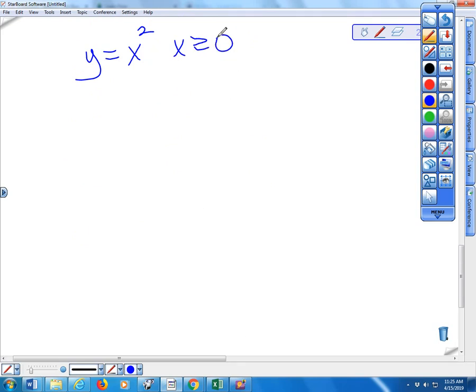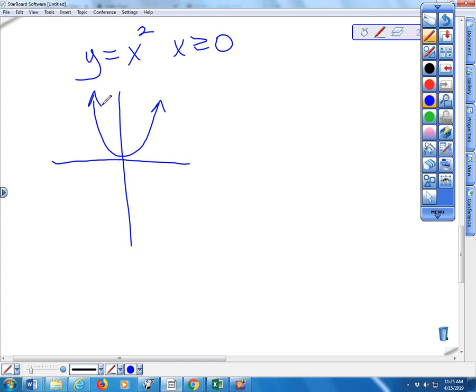Okay, now we want to find the inverse of this. Y equals x squared, and they give us a restriction that x has to be greater than or equal to 0. Well, the reason they give us the restriction, if you remember, that's y equals x squared. Does it pass a horizontal line test? No, which tells me its inverse is not a function. So I can't find the inverse of this function because the inverse of it will not be a function.